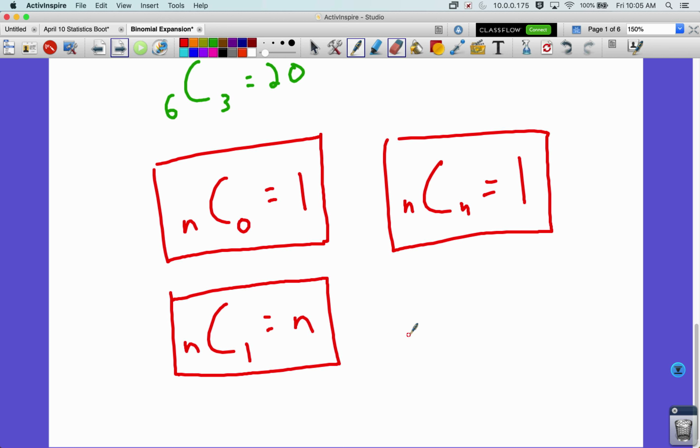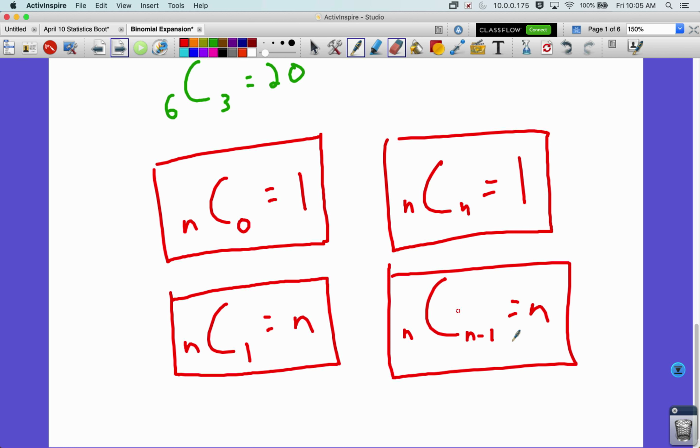And last, if I ever go to n minus 1, I also get n. So this is the n on the other side. So you always have 1s in the boundaries, and then if you move one step in, you find n from both directions. Okay, I think that's all I want to say about combinations.